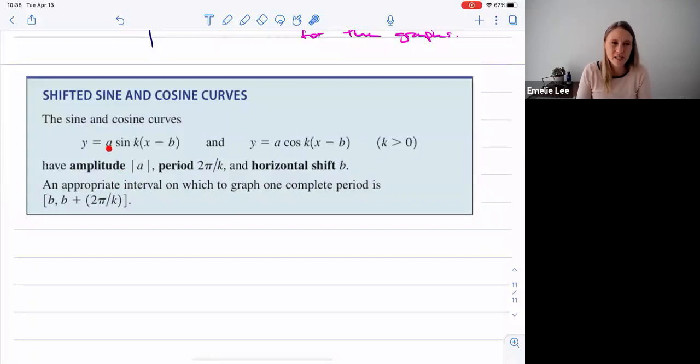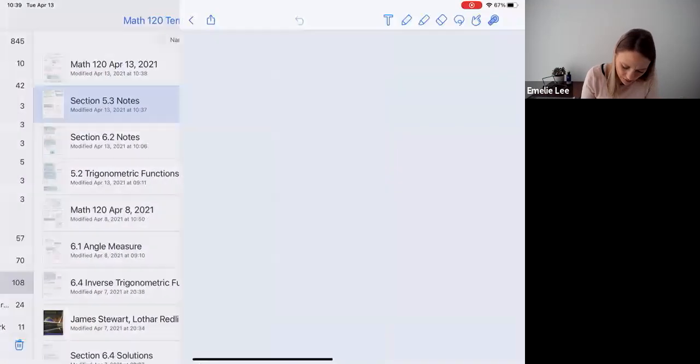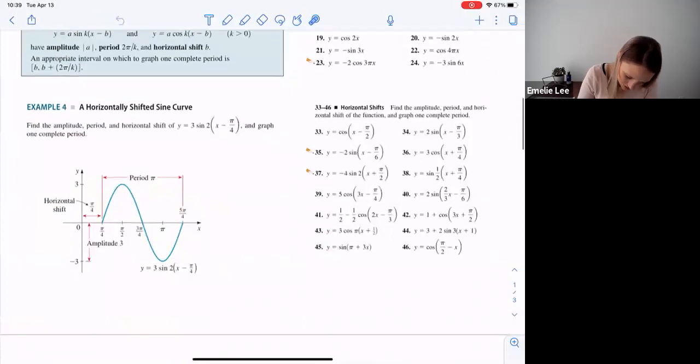And how that's going to be affected is by this multiplier outside. If you have some constant k, which has to be greater than 0, multiplying x minus b, that k is contributing towards the period. So if you have a k that is 3, now your period is 2 pi over 3, so it's quite a bit shorter. And then the horizontal shift is how much this graph shifted. So I want to bring in, because I'm pretty sure, oh yeah, this one.